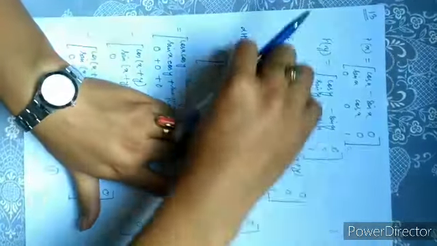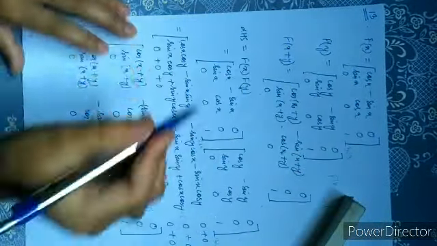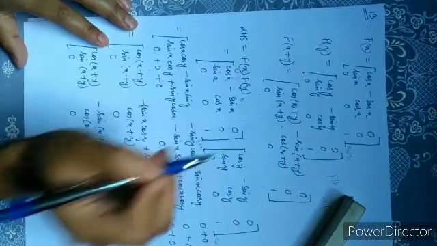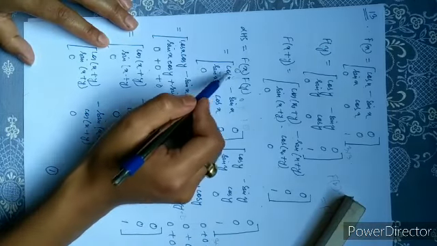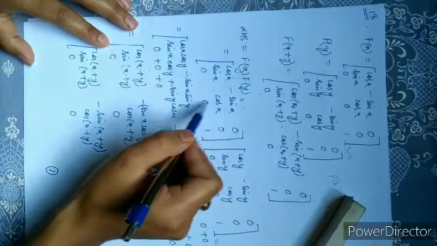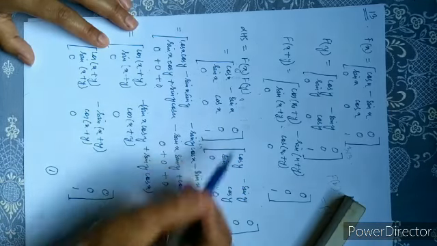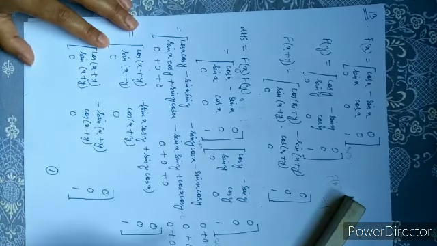Next is the third column, which multiplies with 0, 0 and 1. Write all the elements of the third column as the elements of the row: 0, 0, and 1 into 0 is 0, 1 into 0 is 0, 1 into 1 is equal to plus 1.